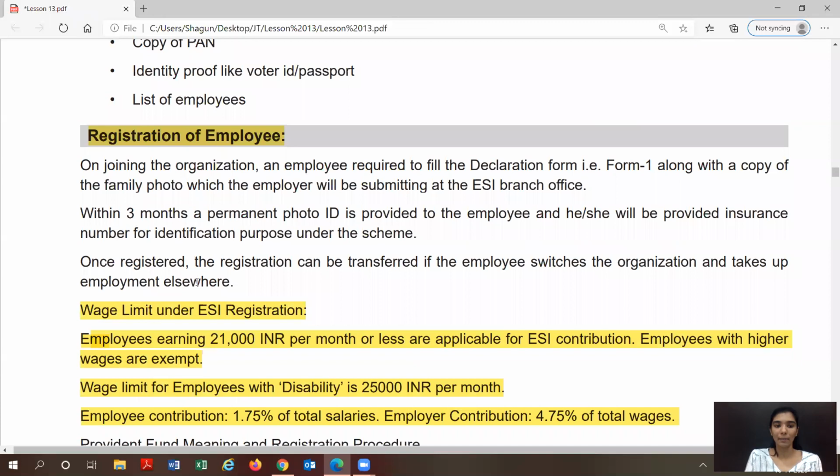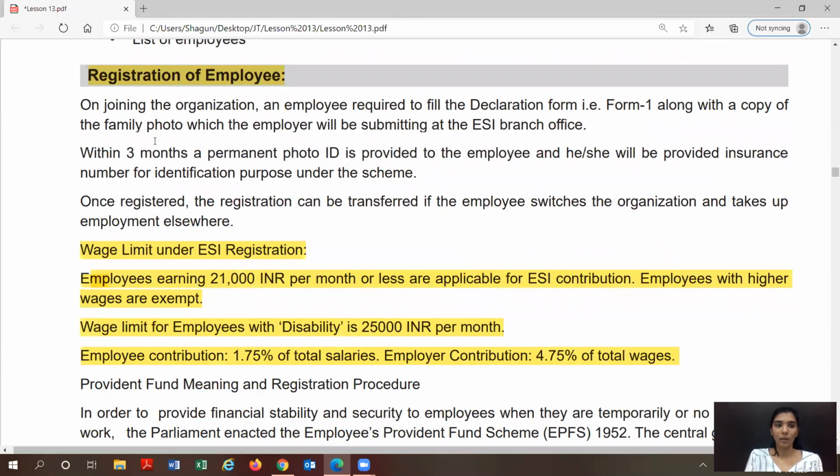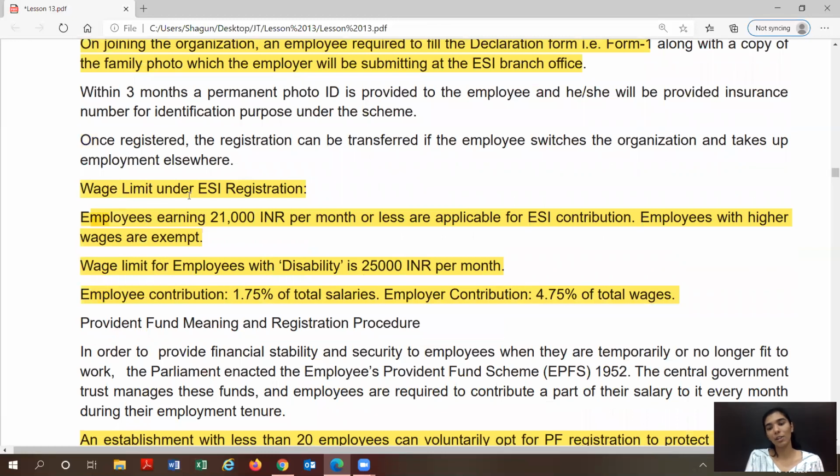Registration for the employees. At the time of joining any organization, the employee has to fill this declaration form 1 along with the family photo, and which will be submitted by the employer to the ESI branch office. But there is a certain wage limit under ESI registration. What is it? Employees earning 21,000 rupees INR per month or less are only applicable for this ESI contribution.